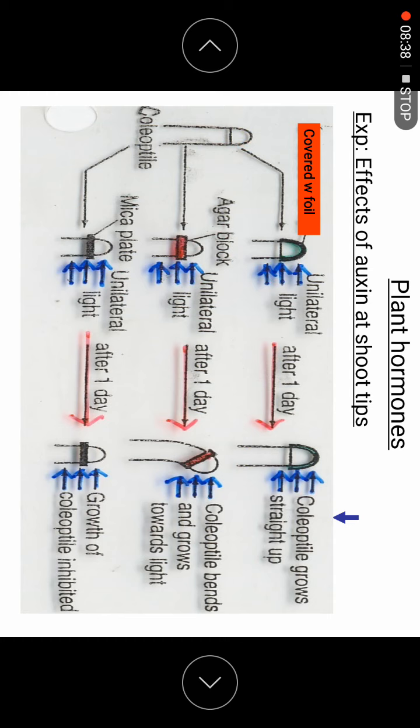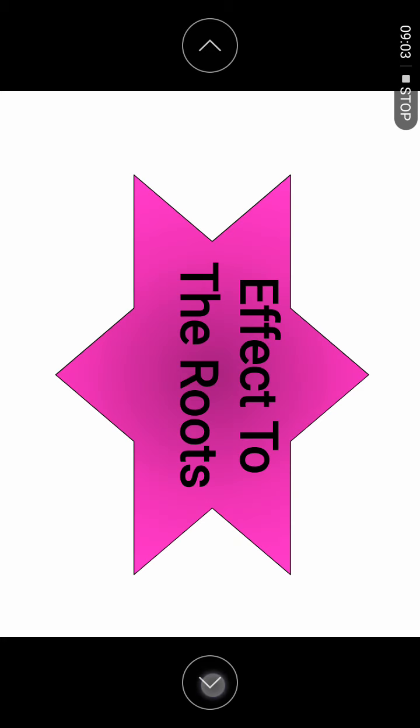The second thing is it shows that the auxin will diffuse to the darker side more, so the darker side will grow faster. So there are two things here. One is diffusion of auxin, to show it is something that can be diffused, and the second is that it moves to the darker side.